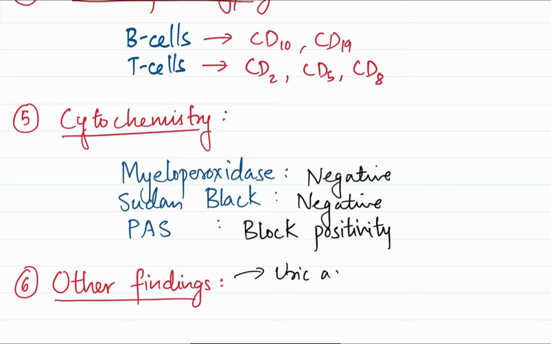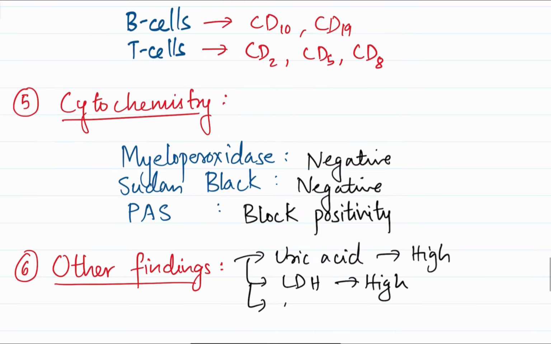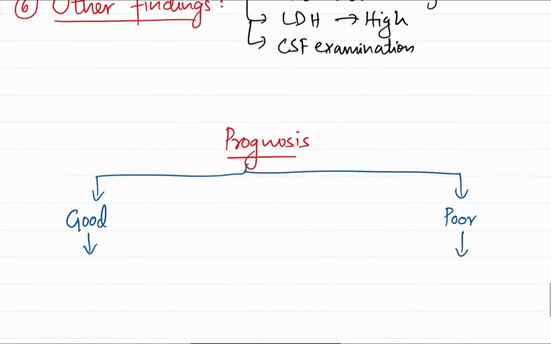The other findings would be, like in all leukemias, the uric acid level will be higher due to the destruction of the leukemic cells during chemotherapy. And then LDH will be high because of the increased turnover of these leukemic cells. And we also do CSF examination. Now, why is CSF examination done? Because TALL has a possibility for meningeal involvement. So to rule out CNS involvement, we do a CSF examination. That's one of the features which we actually missed to mention.